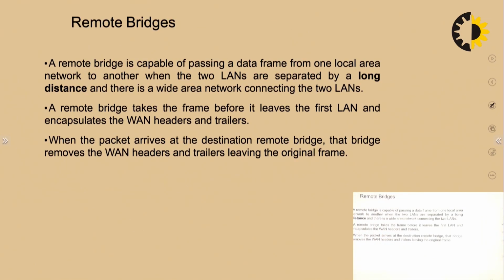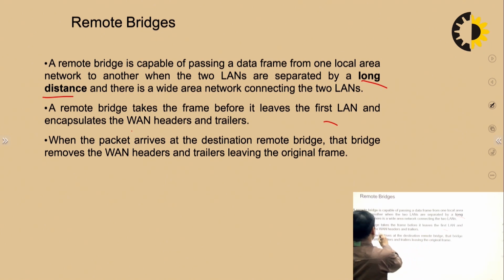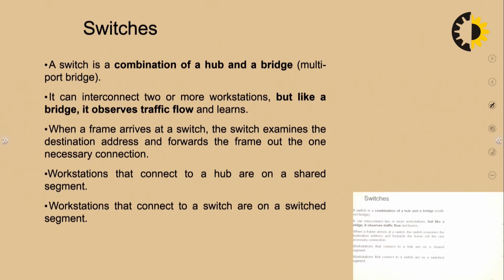Next one is the remote bridge. A remote bridge is capable of passing data from one local area network to another when two LANs are separated by a long distance. For that point of view, remote bridges are used here. A remote bridge takes the frame before it leaves the first LAN and encapsulates it with WAN headers and trailers. When the packet arrives at the destination remote bridge, that bridge removes the WAN header and trailer, leaving the original frame. So this is regarding bridges.